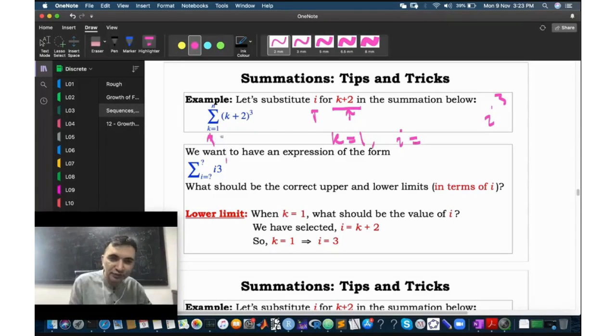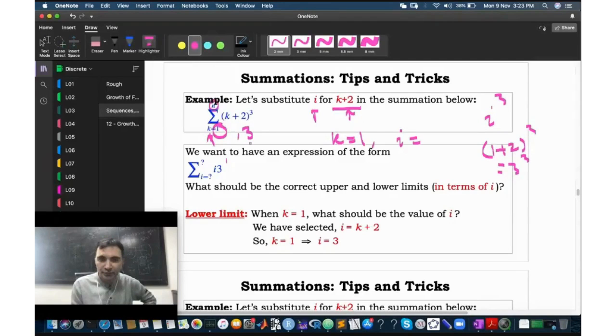देखो ये जो दोनों terms है ना, they depend on the value of the index. So the first term of the sequence was 1 plus 2 cube, right, which was 3 cube. So अब भी इस sequence की जो पहली term है, it must still be 3 cube, which means that you must start your index from 3 instead of 1.